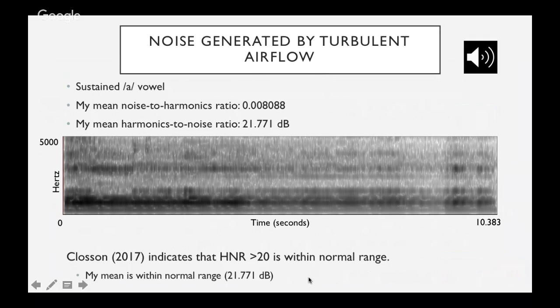Okay, so the next one, this is actually the very last one. I did 2 different measurements for it. The first one is a sustained ah vowel, and my mean harmonics to noise ratio was 21 decibels. Clausen indicates that the harmonics to noise ratio is supposed to be louder than 20 decibels. That's within normal range, and so I fell within normal range just by 1 decibel.